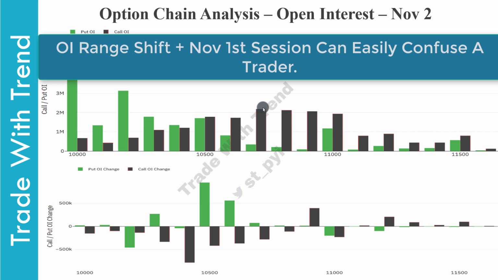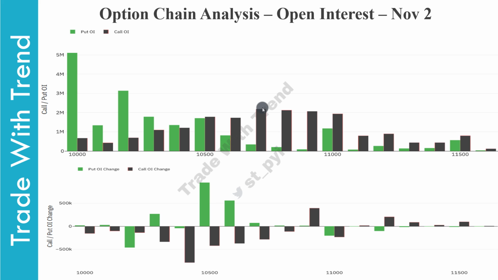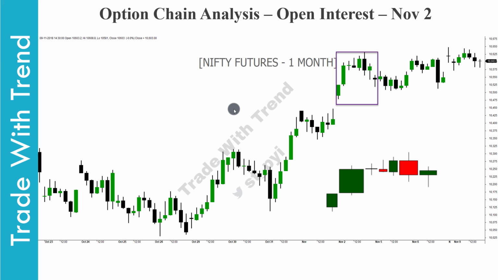Now, someone who's trading in real time and who's not looking at cumulative open interest chain charts, had he seen strong open interest build up at the 10,400 call option, he would have clubbed the open interest information with this range shift information and would have assumed that the market is heading lower. So this is where the cumulative chart is so powerful, as it keeps you on the right side of the market again and again. Let us now move to the price analysis segment for November 2nd.